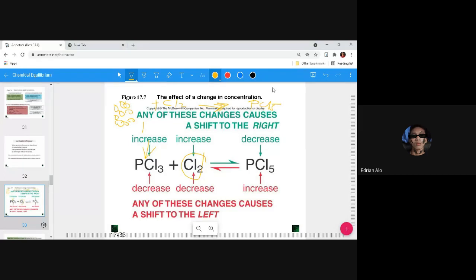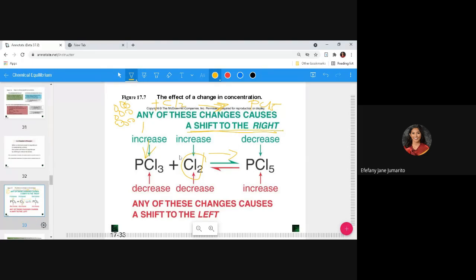Okay. So if we increase our PCl3, there will be a higher concentration of PCl3 to react with our Cl2. Then for sure it will favor product formation, so it will move forward. So there is a shift to the right.